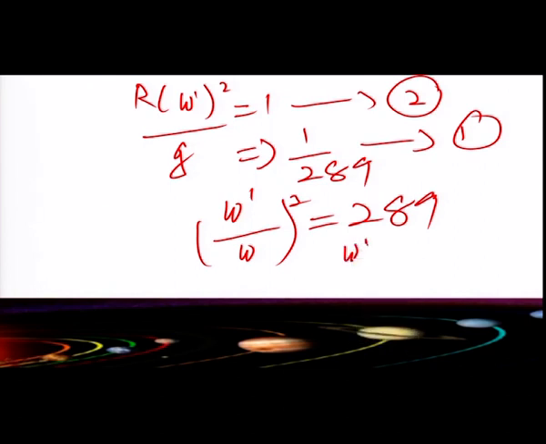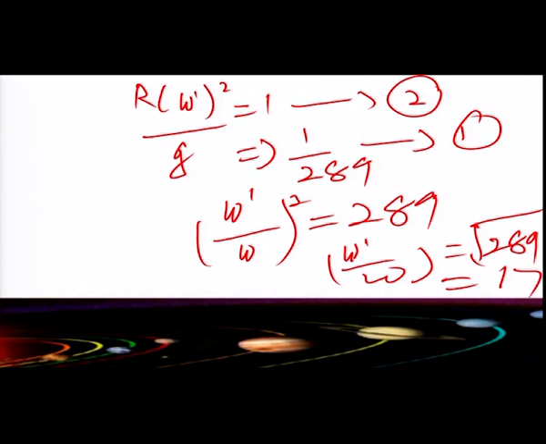Therefore, omega dash by omega is equal to the root of 289, and when you simplify you get this as 17. Therefore, omega dash is equal to 17 omega. Hence, from this expression it is clear that the earth should have about 17 times the present angular velocity in order that the apparent weight of the bodies at the equator be 0.